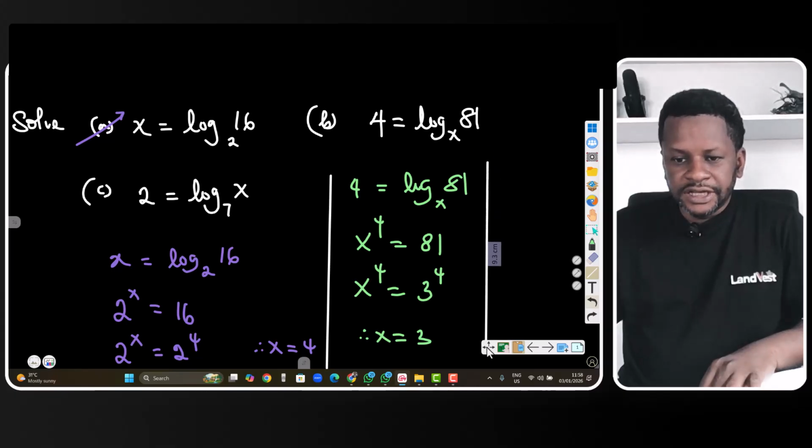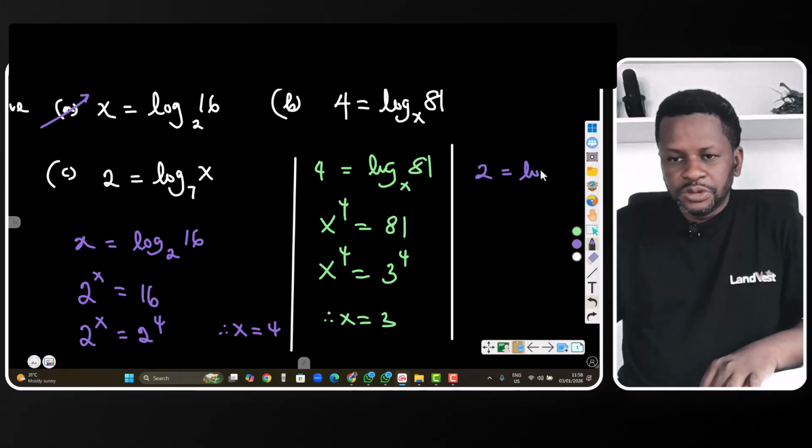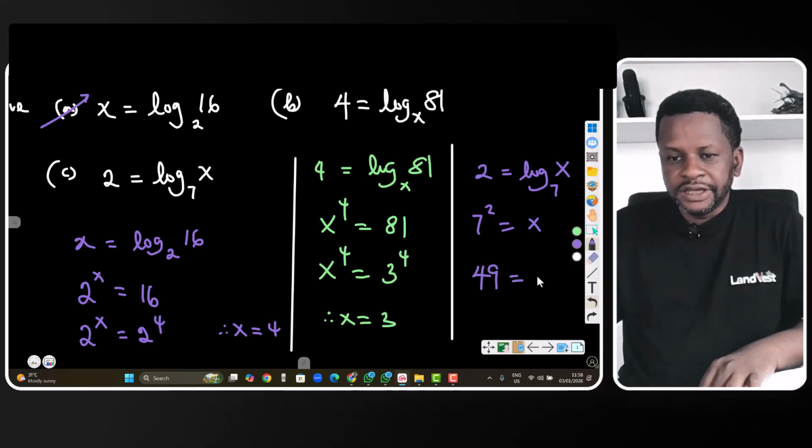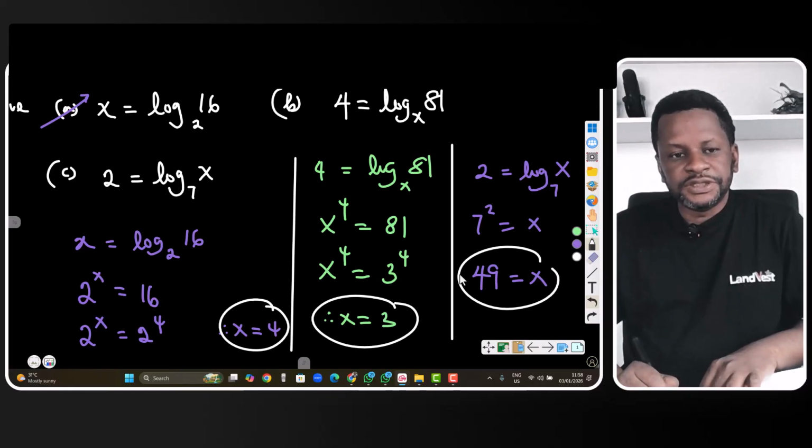And then of course for the last question, you'll have this one here, 2 equals log x base 7. Again, 7 will come here and lift up this 2, and what I have here will be x, and 7 squared will be 49, and just have x. So you can see all the results here. The first one, x is 4, x is 3, and the last one, x is 49.